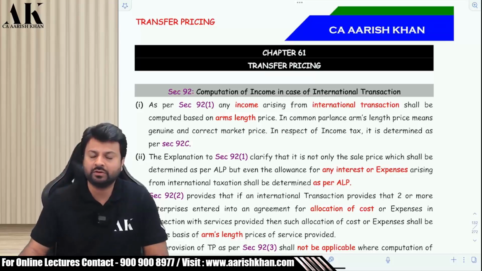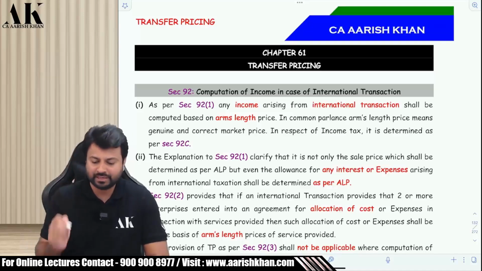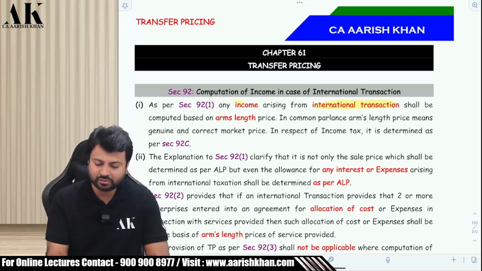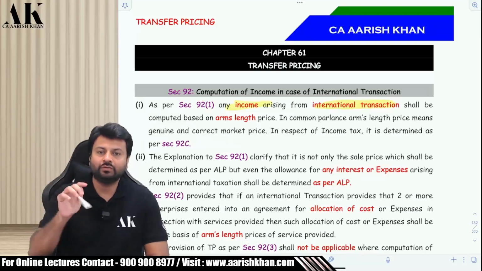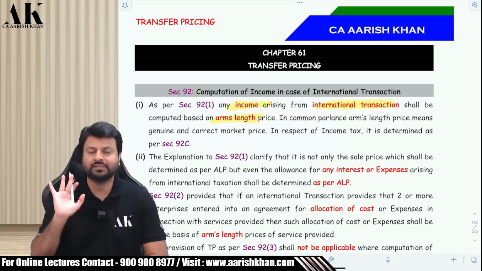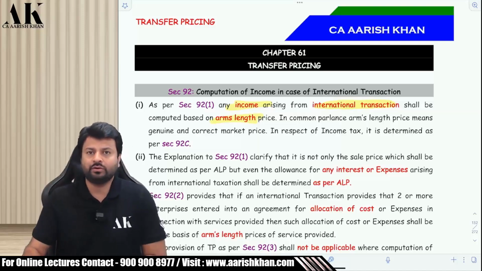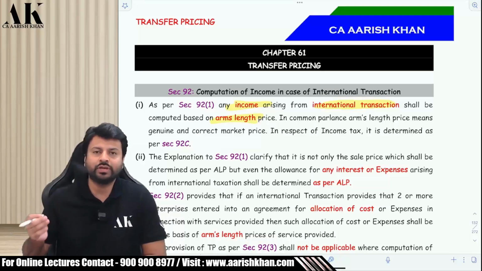The first thing that we need to understand in this chapter is the chargeability of transfer pricing. Transfer pricing is applicable if there is an international transaction and out of that international transaction you are earning some income, then you have to compute the income as per the arm's length price. Now, what does income include? Income will include sales also, revenue also, gross receipts also, your expenses also, your interest cost also, and many other aspects.